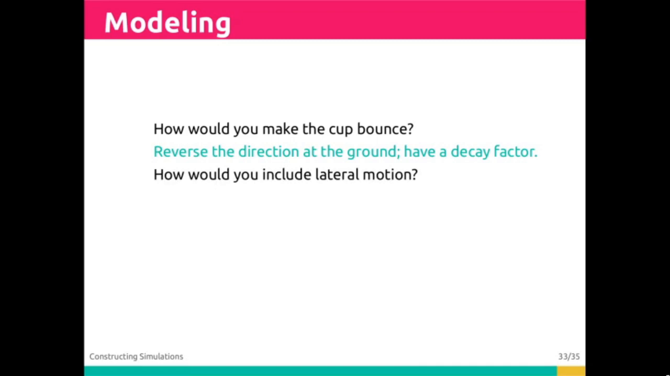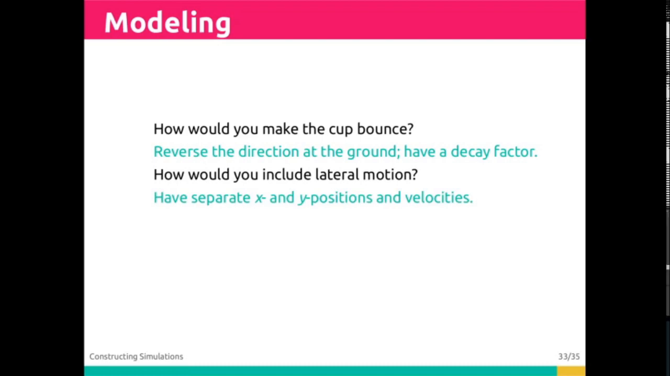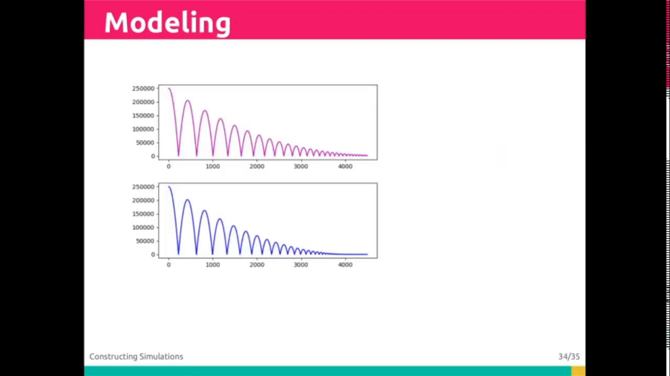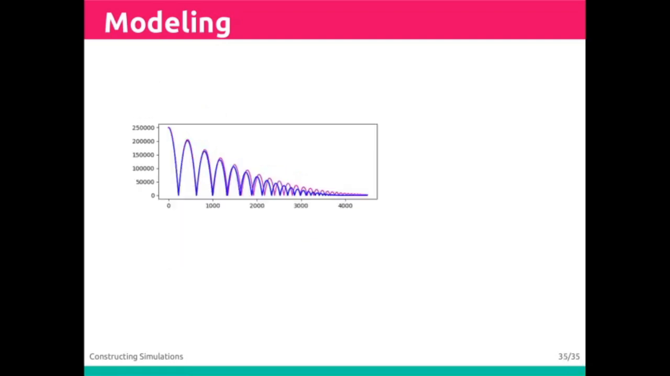How would you include lateral motion? You'd have separate x and y positions and velocities also as functions of t. Now, numerical modeling is very cantankerous in many ways. If I were to show you these 2 graphs of a ball bouncing, with the x-axis being t and the y-axis being height, could you tell me which one of these is physically correct and which one is not? If I lay them on top of each other, does that make it any easier?